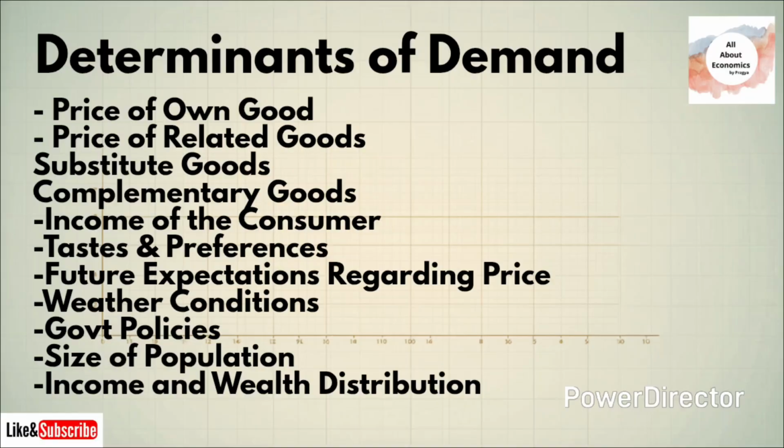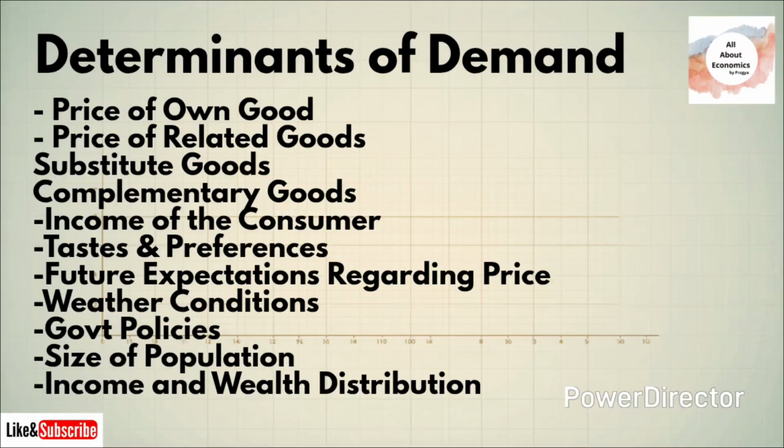Then comes the weather conditions. For example, if there is favorable weather, like rainy weather, then the demand for the umbrella increases, and in other seasons it decreases. So these are weather conditions. Then is government policies. For example, government has the tax system and they are taxing more to us. So if the income tax is more, then our disposable income is less, so we demand less.